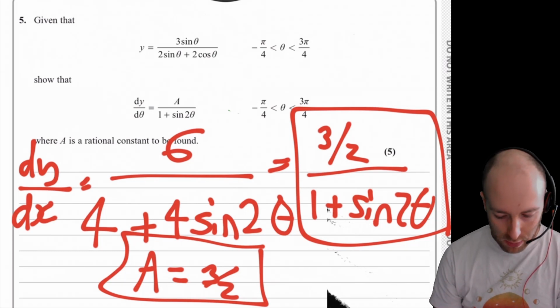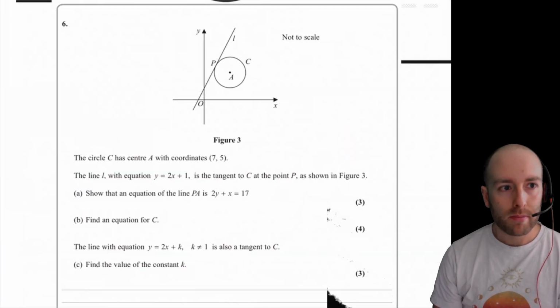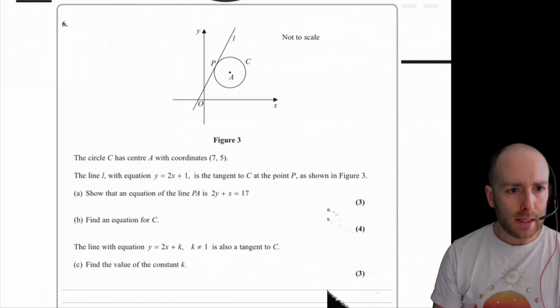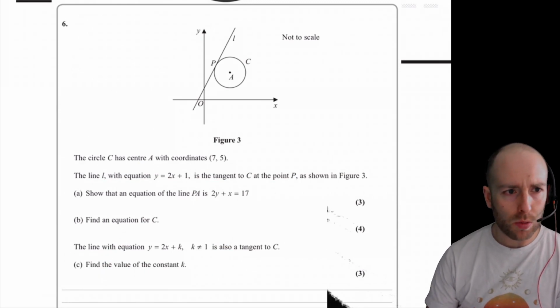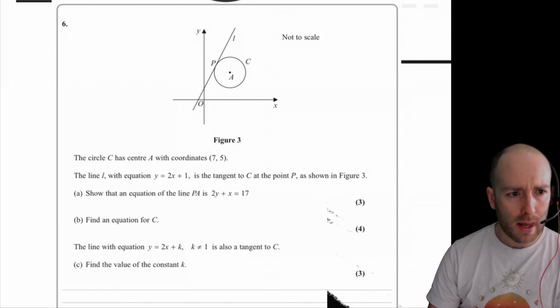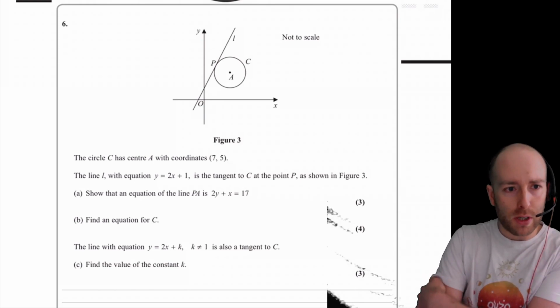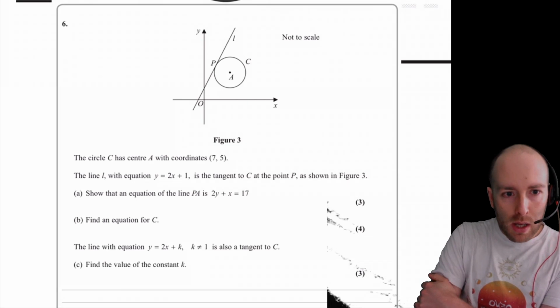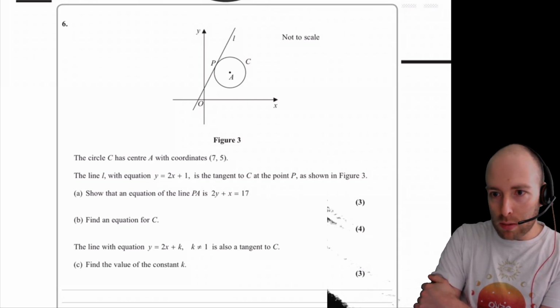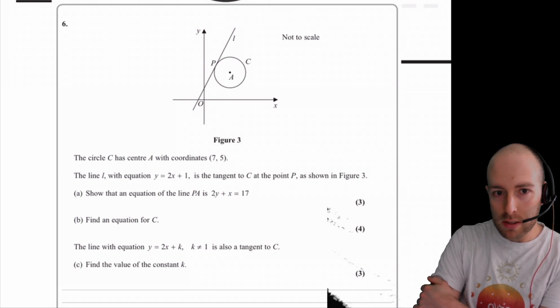All right, let's move it on. So next one is this, which I think is a coordinate geometry question, a bit of differentiation, tangents and whatnot. So this is a 10-mark question, so let's set the timer for 10 minutes. And timer starts now.